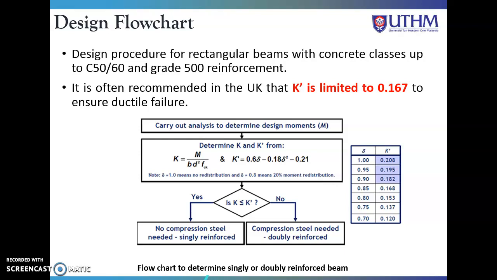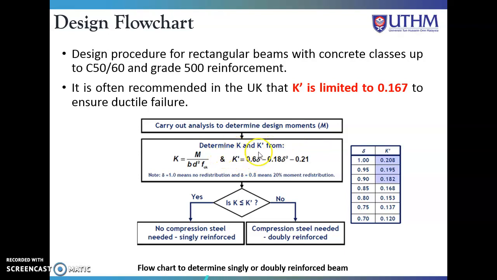Okay, last kali kita akan pergi kepada design flow chart. Okay, design flow chart ni adalah sebenarnya summary daripada yang kita belajar sebelum ni. So, maksudnya kita nak kira berapa reinforce ataupun sama ada dia adalah single reinforce ataupun double reinforce. So kita akan check by using our design flow chart. Okay. So it is often recommended that K prime is limited to 0.167 to ensure the ductile failure. Okay. So ini adalah method flow chart in order to determine the design moment.